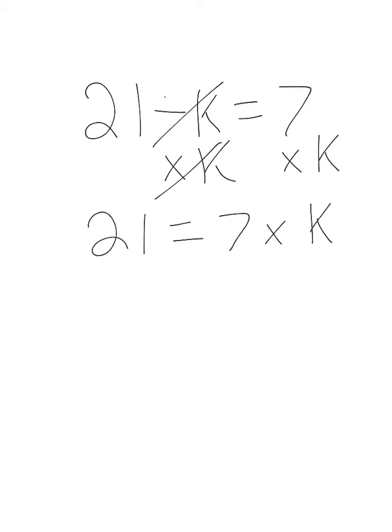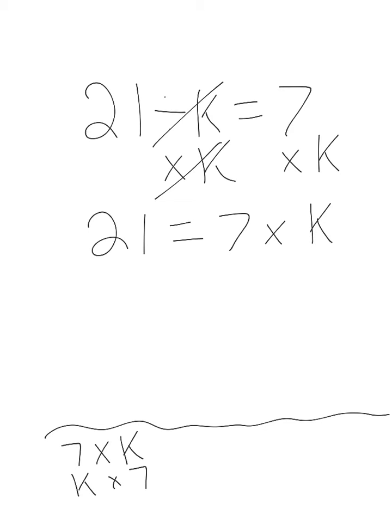This is where that commutative property comes in again. Just a review if you haven't watched the previous videos. What that means is 7 times k, I can rewrite that as k times 7. And the reason is, if you think about it, 2 times 3 is the same as 3 times 2. They both equal 6, so it doesn't make a difference.